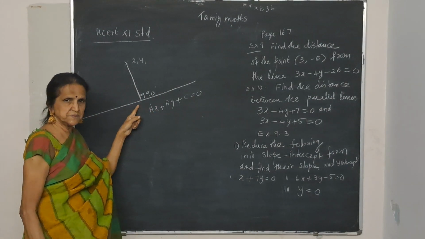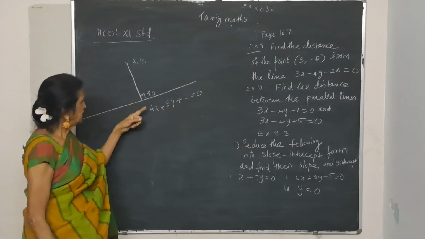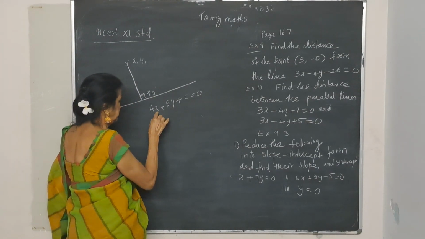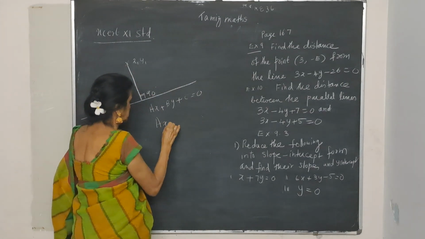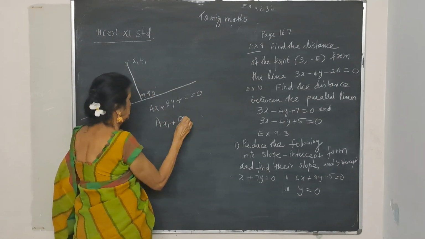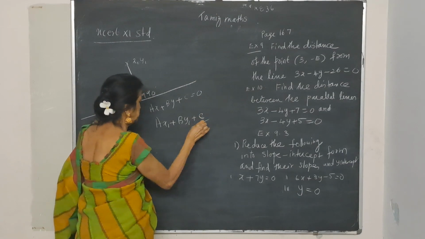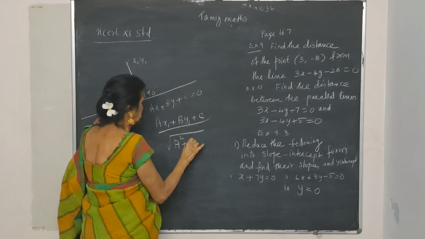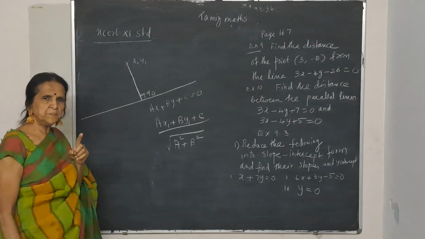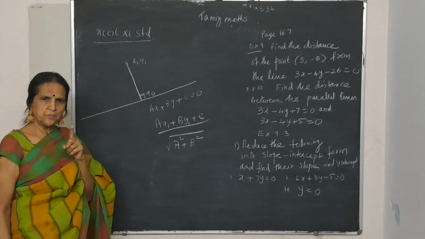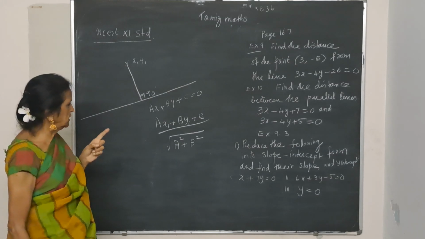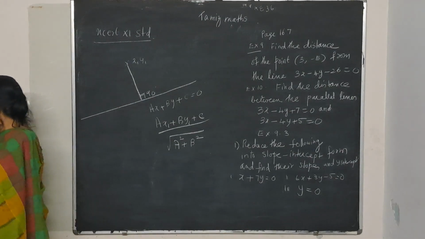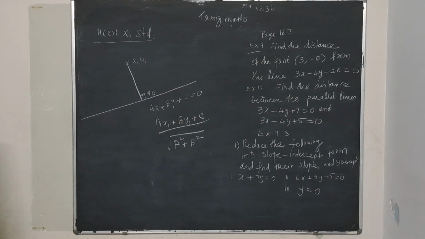The line is ax plus by plus c equal to 0. This distance will be given by a, in the place of x you put x1, plus b, in the place of y you put y1, plus c, all divided by root of a square plus b square. This will be the distance from a point (x1, y1) to the line ax plus by plus c equal to 0. This is the first formula I am going to use here.